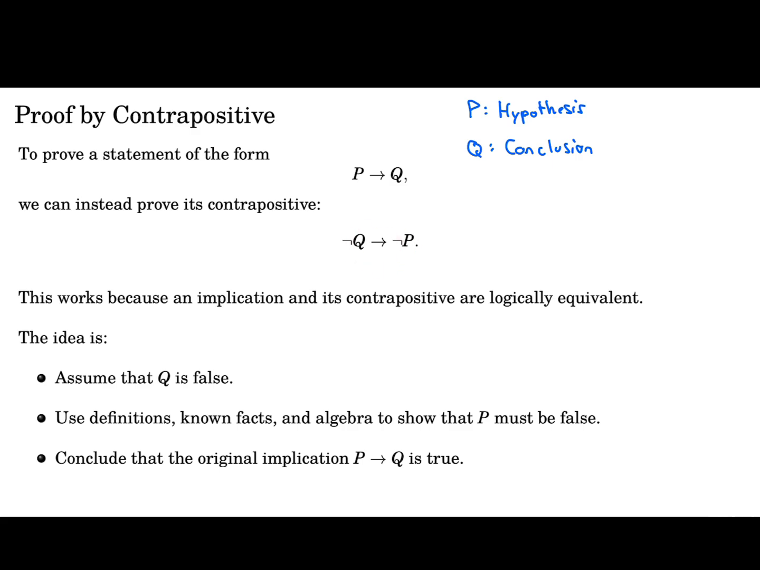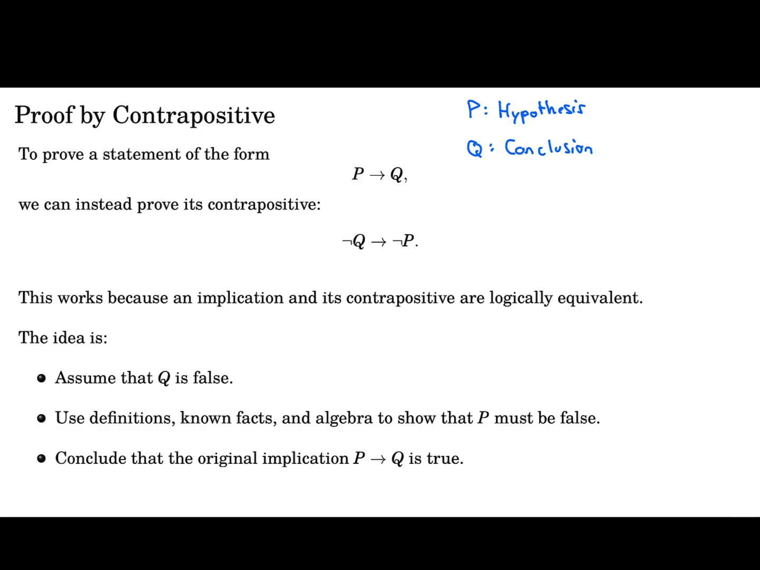So how does this work? We first identify the conclusion Q and assume that it is false, because again, when you prove this, you assume this part is true, and then you have to prove this part. But assuming this part is true is the same as assuming that the conclusion here is false. So we first assume that the conclusion is false.